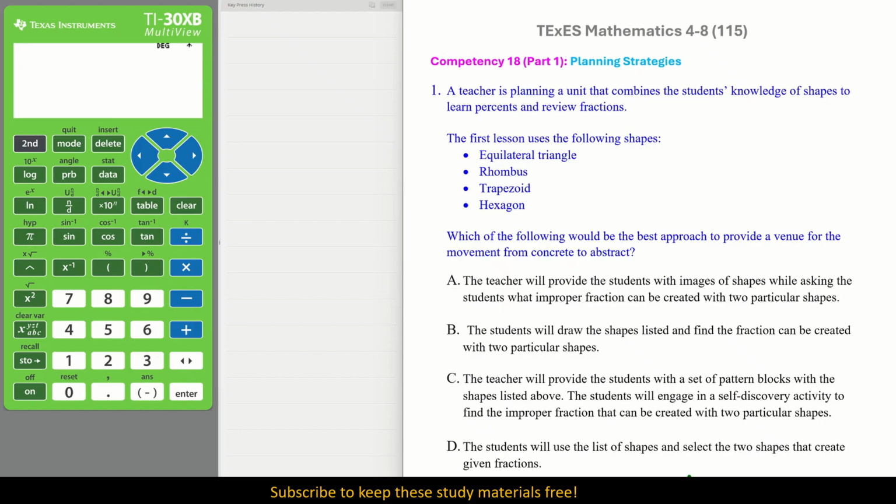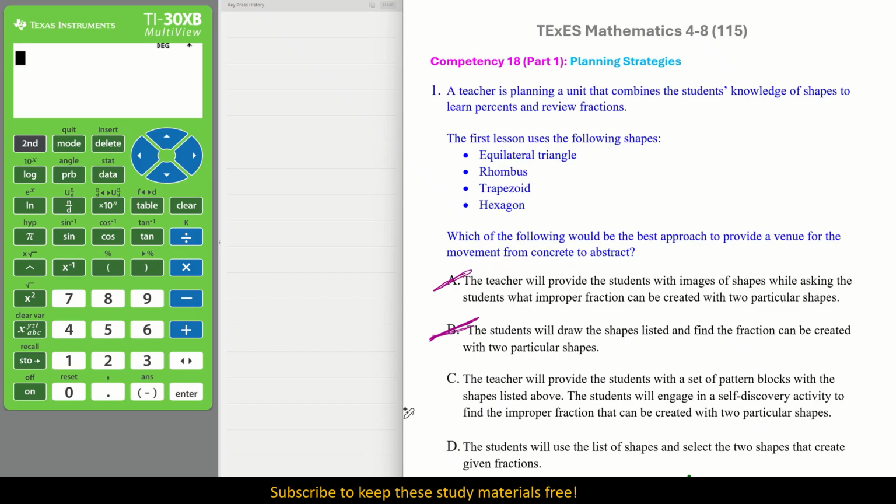Okay, so put that in your brain. All right, let's read A. The teacher will provide the students with images of shapes while asking what improper fraction can be created with two particular shapes. No, images, that doesn't suffice. B: The students will draw the shapes listed. No, you do not want them drawing the shapes. I could think of many things that could go wrong just in trying to get them to draw them correctly.